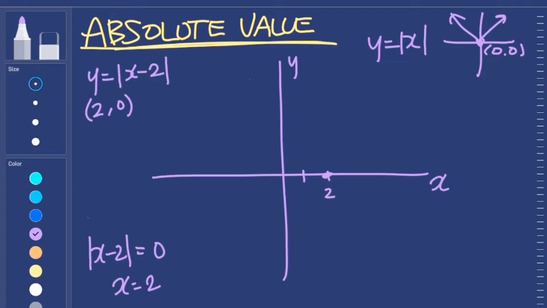So if we were to draw the right of the graph, we can plug in x equals 3, so that's going to be 1 in this case, and then if you plug in x equals 4, then that's going to be 2. So 3, 1 and 4, 2 can be drawn.